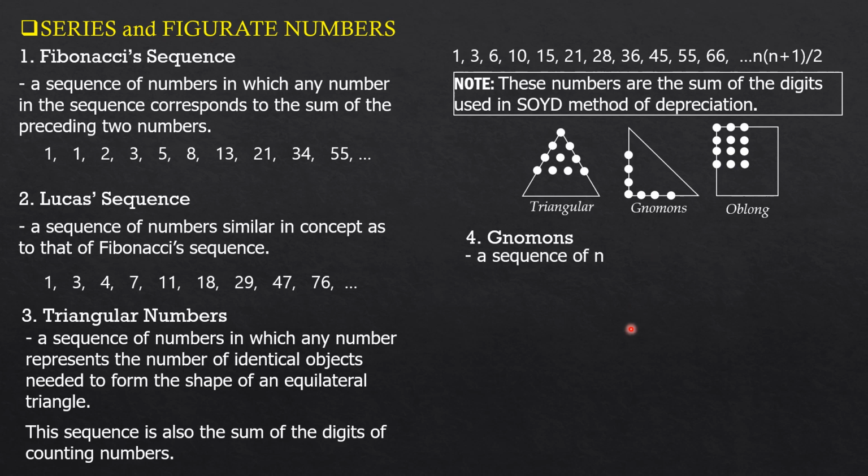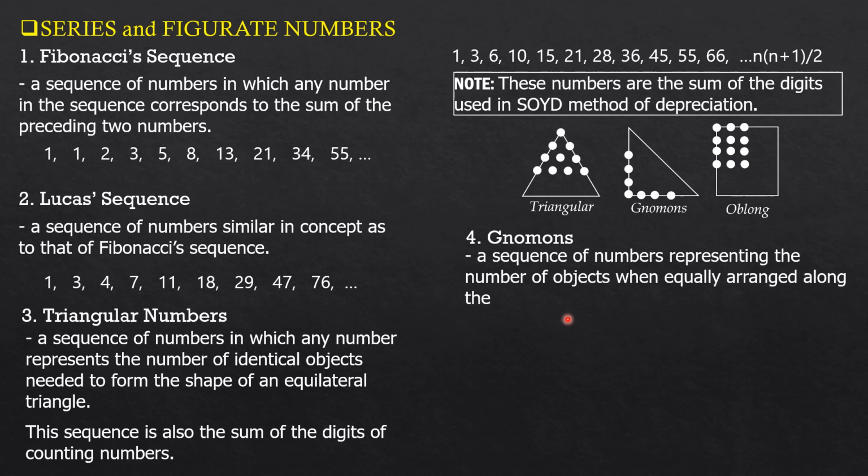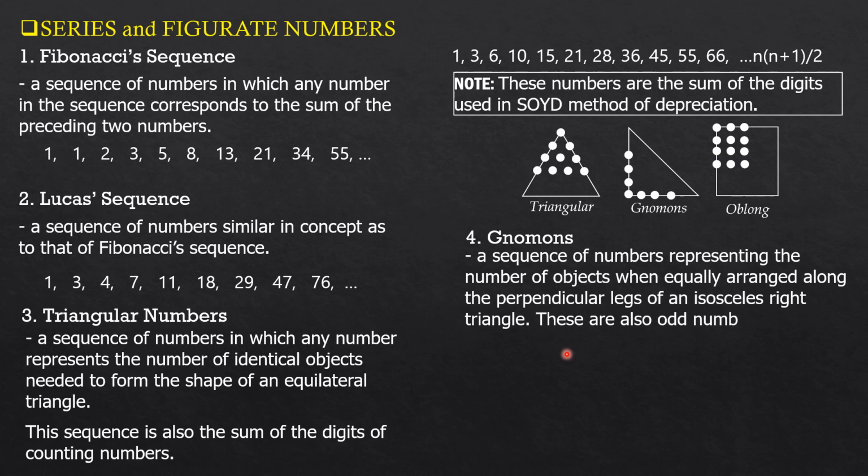So that's the arrangement. So again, we go back to gnomons, a sequence of numbers representing the number of identical objects when equally arranged along the perpendicular legs of an isosceles right triangle. So these are actually odd numbers. So 2n minus 1 in general.